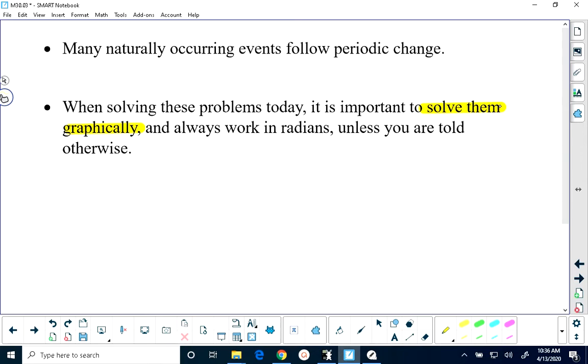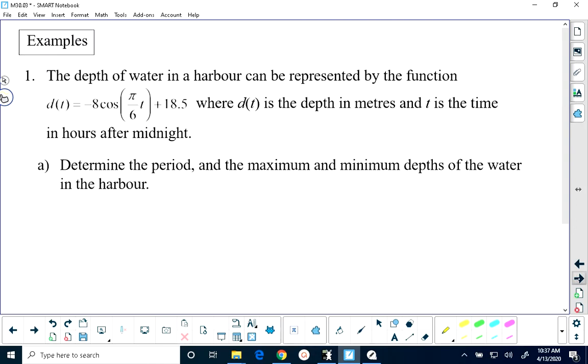If you do try to solve these algebraically, you're going to open up a can of worms, which is going to be very messy. The other thing is you always want to work in radians, unless you're told otherwise, but I've never ever seen anybody told otherwise. It's always radians. Let's take a look at the first example.